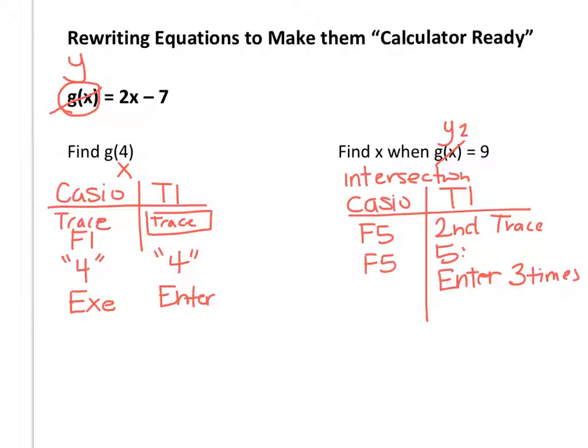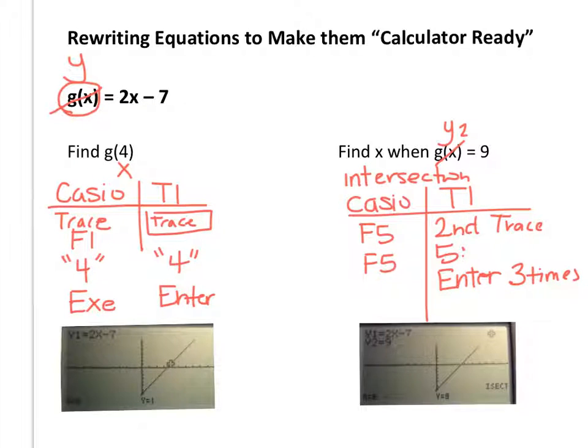Alright, so let's pause and take screenshots and see what our answers actually are for this example. As we can see on the first one, we did trace 4. My cursor moved to the answer and it tells me that y equals 1. So g of 4 equals 1. When I put y2 equals 9, suddenly there's a line drawn up here at 9, and there's my intersection. And it tells me that my answer is x equals 8. Alright, so let's see how to rewrite a few more. I don't think we'll take screenshots of everything, but here are the calculator steps if you need to return to this slide to see those at any point.